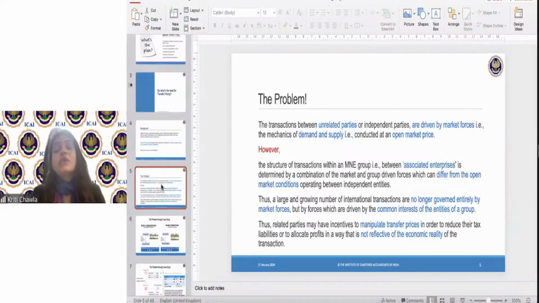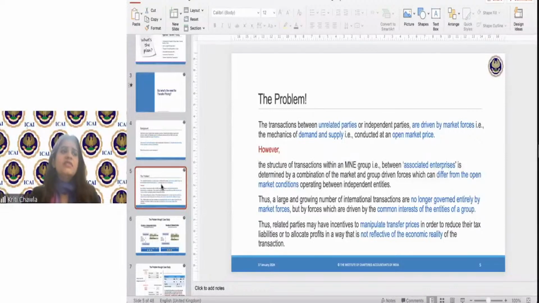But the problem is that when related parties transact, they do not transact at this open market price. They do not transact solely in open market conditions. They transact at a price which is influenced by the relationship that exists between them. They are not entirely driven by market forces. They are driven by the common interest of these entities in that particular group.